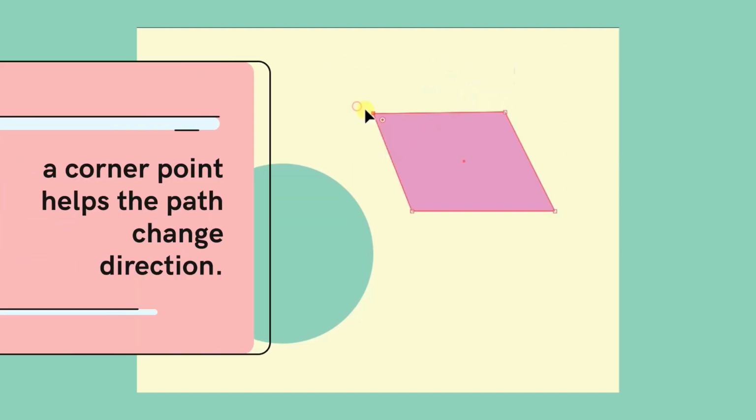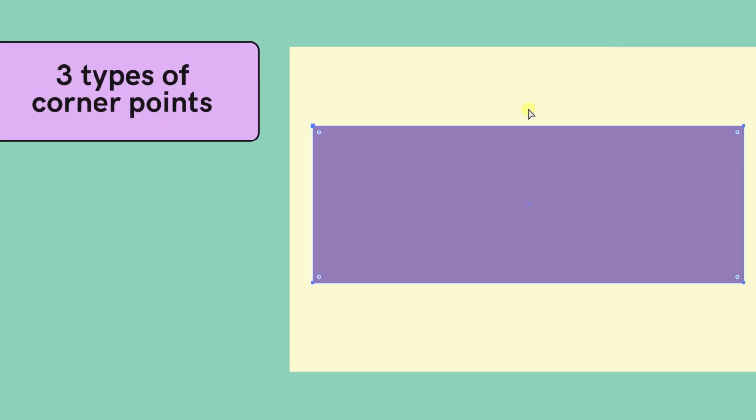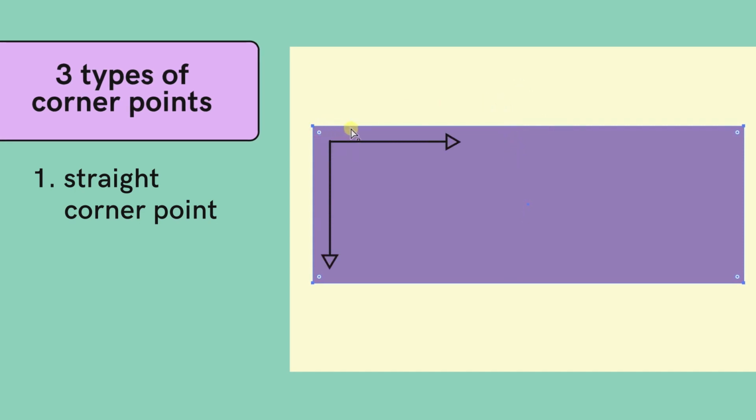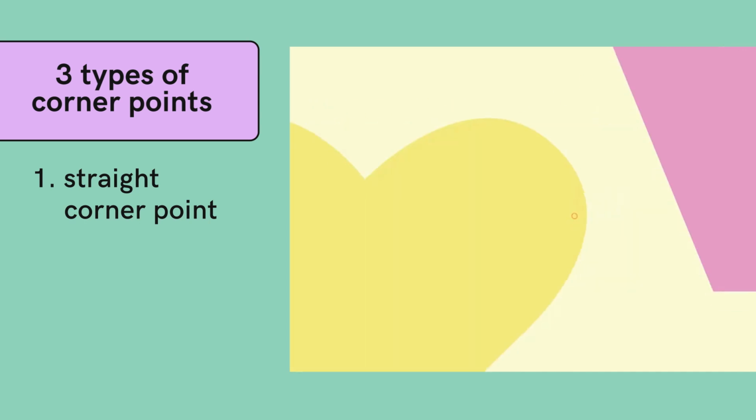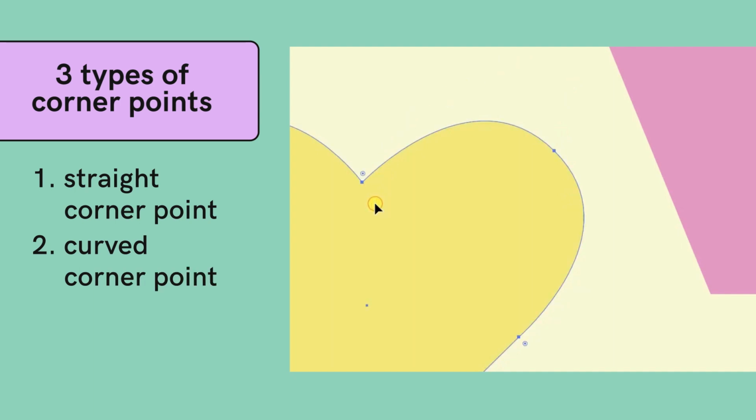A corner point can help change the path's direction. There are 3 different types of corner anchor points. Straight corner point, which is where 2 straight lines meet at an angle and do not have any control handles. For example, the corners of a rectangle. A curved corner point is when 2 curved lines meet at an angle, and it has 2 control handles. For example, the top tip of a heart shape.